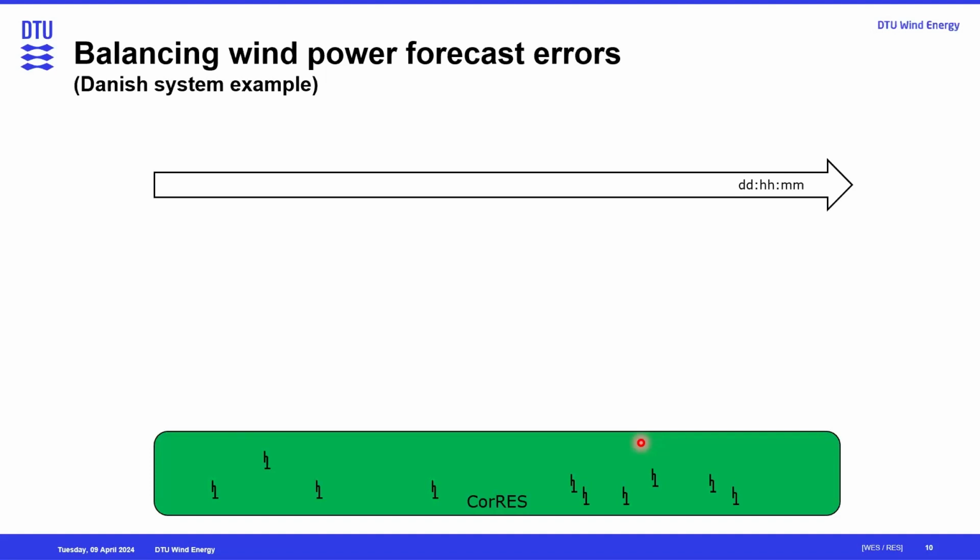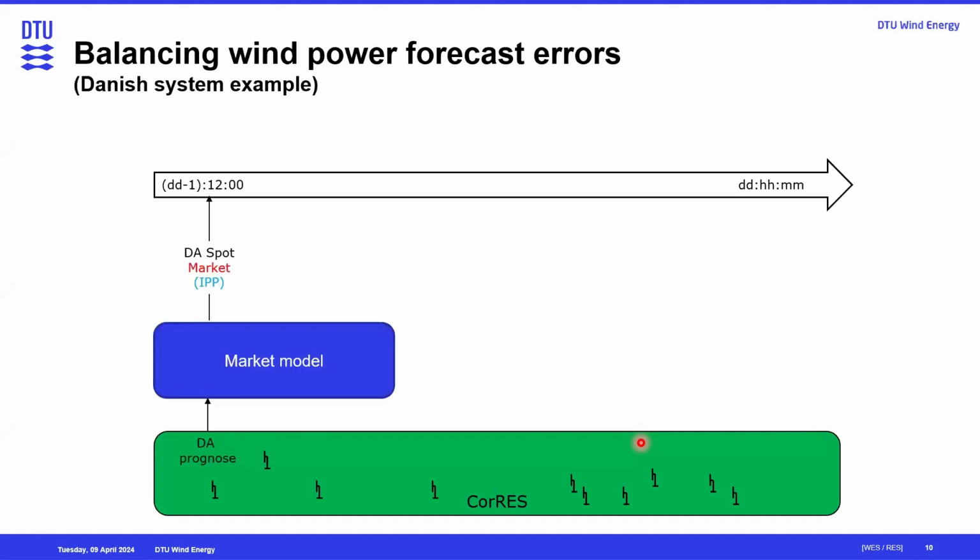But it is in a way following the Danish principle, in my opinion, to a large extent. There are differences, but I still use this for education purposes because it helps quite a lot in understanding the basic fundamentals behind how to mitigate the forecast error.